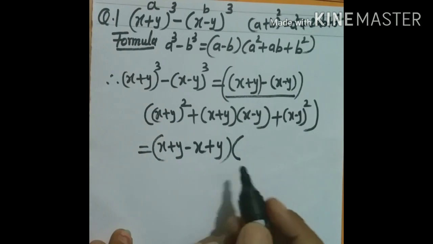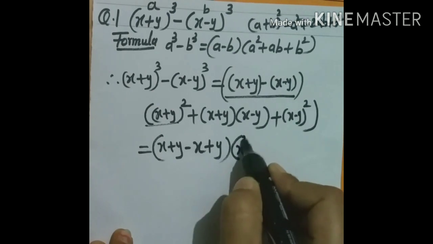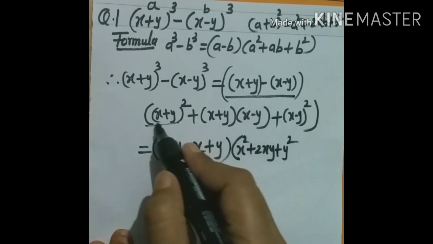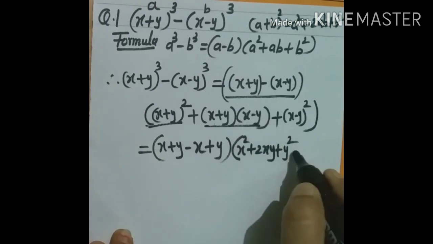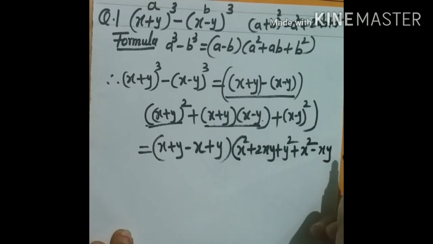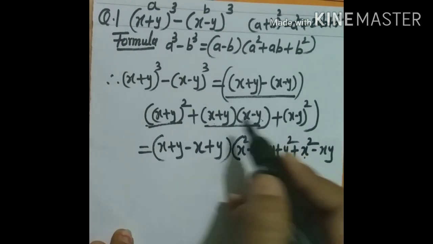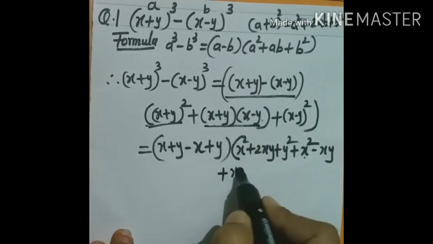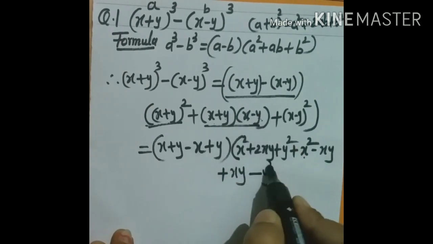Okay. Now by using this formula we expand this bracket, children. So what do we get here? x square plus 2xy plus y square. Okay children, now these two brackets we have to multiply. x into x, what do we get? x square. x into y, xy. Now children, y into x, so what do we get here? xy. Now plus minus minus, y into y, y square.